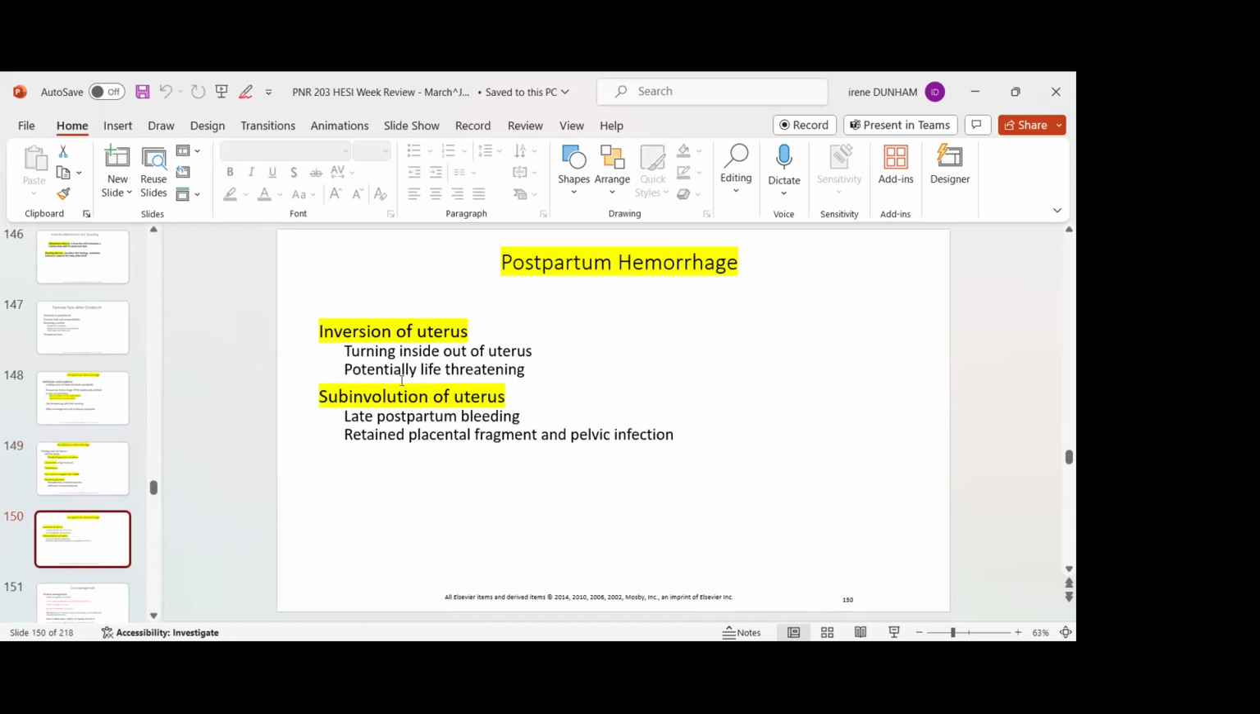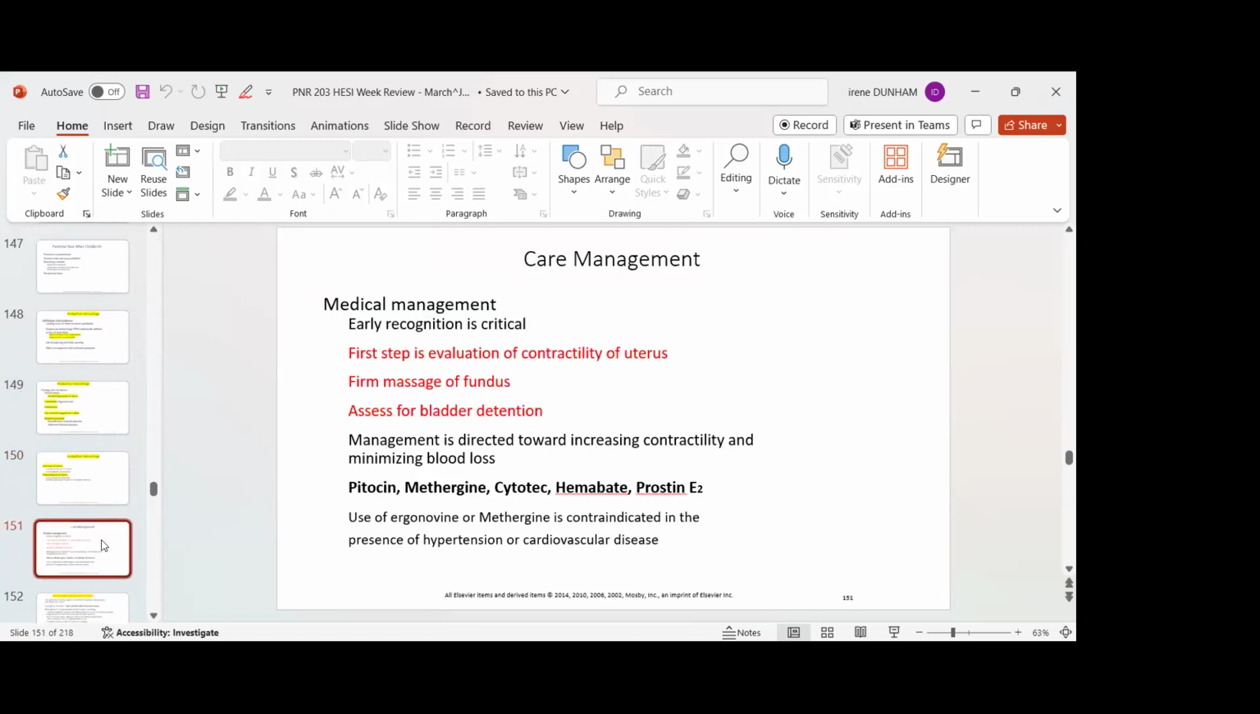I talked about inversion of the uterus. I talked about subinvolution of the uterus. You can read, I already talked about that. So early recognition is critical. The first step is to evaluate how the uterus is contracting.